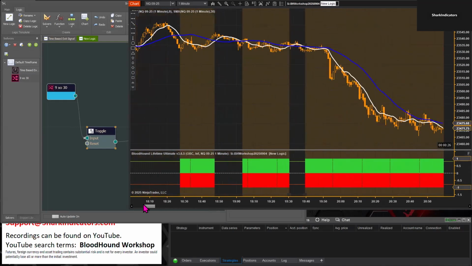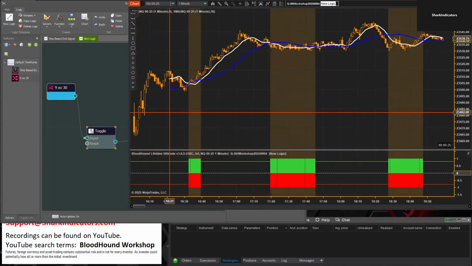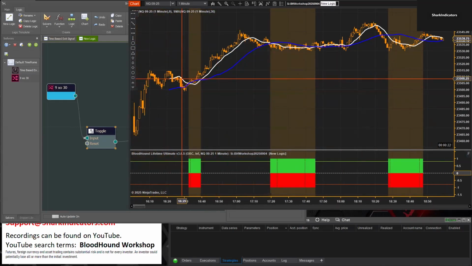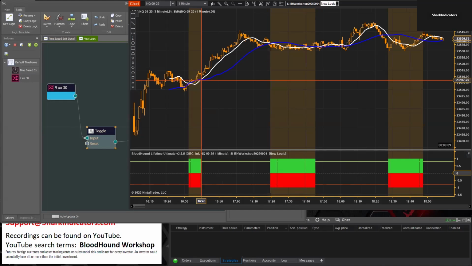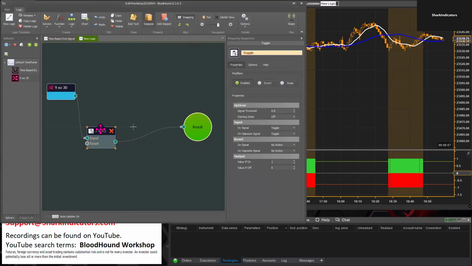We have to go all the way to the beginning of the chart, and we can see the first crossover signal is a cross down. So the cross down is what ended up being the first one that turns the toggle node on, and then all the cross ups are turning it off.